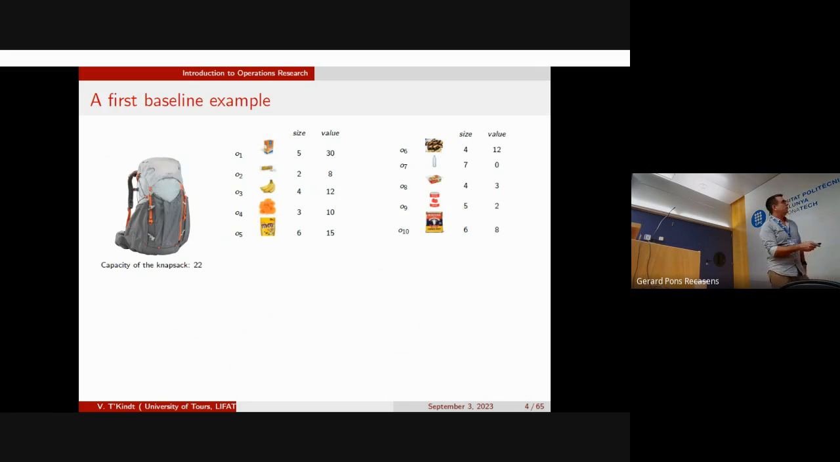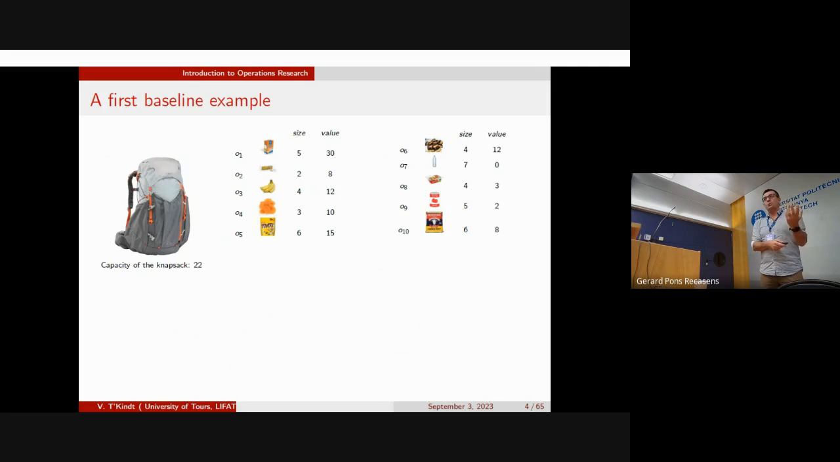And you have a set of objects that you could put into your knapsack, but you can't put all of them. For each object, you have the size of the object. This is a box of sugar, and the size is 5. So if you put this object in the knapsack, only 17 will remain. And the value here is 30, which corresponds to the energy this brings if you eat it. So if you eat all the sugar, you'll have an energy of 30 for your hike.